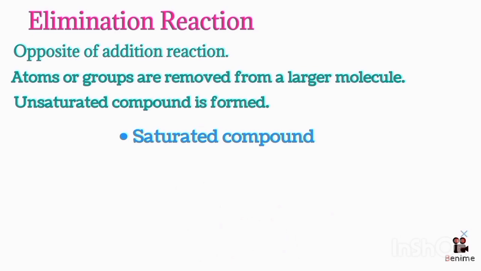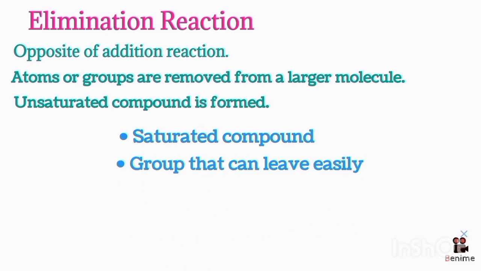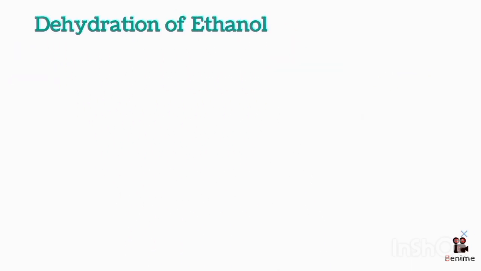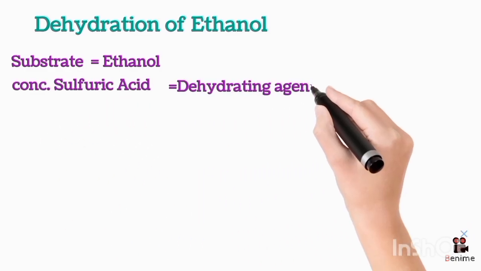Another important condition is presence of leaving groups. The substrate must contain atoms or groups that can leave easily. Common leaving groups include hydrogen atom, hydroxyl group, and halogens. These groups are removed during elimination reaction. Example of elimination reaction. A common example is dehydration of ethanol. In this reaction, ethanol acts as substrate, while concentrated sulfuric acid acts as catalyst and dehydrating agent.